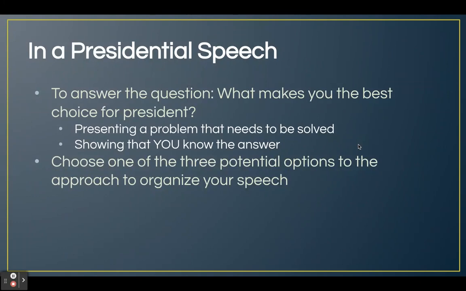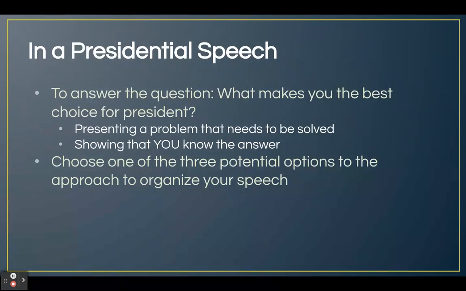If this is your development and you are doing your presidential speech, you want to answer the question again, what makes you the best choice for president? And to do that, you're going to set yourself up as someone who knows how to solve problems. So you need to present a problem that needs to be solved, and you have to show that you know the answer and have worked out a solution to that problem.